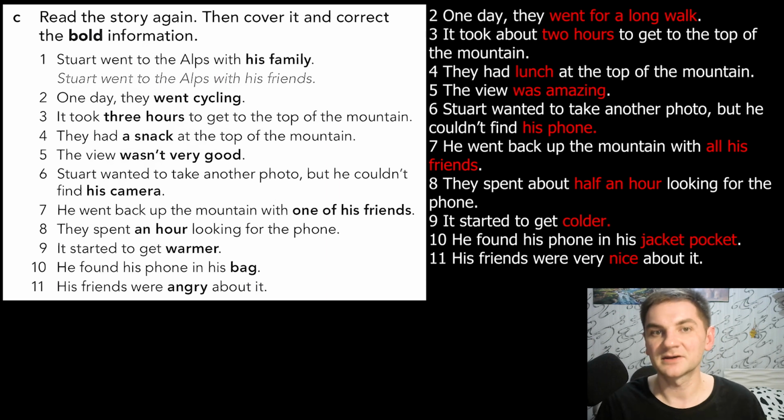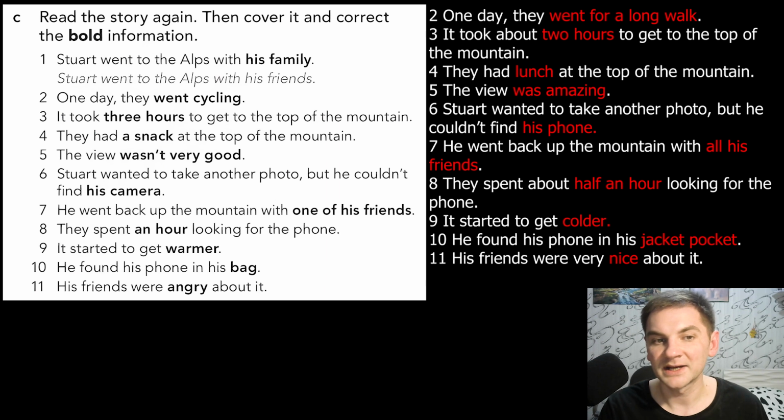Now let's check the answers. Number one has been already done for you and for me, so let's start with number two. One day they went for a long walk. It took about 2 hours to get to the top of the mountain. They had lunch at the top of the mountain. The view was amazing. Stuart wanted to take another photo, but he couldn't find his phone, not camera.